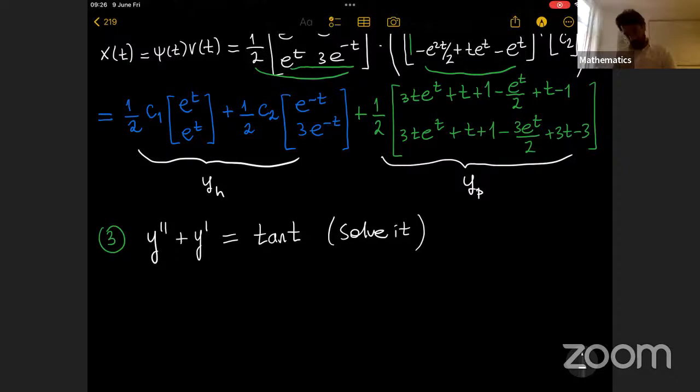Well, this one here, you cannot use annihilator because tangent t doesn't have an annihilator, right? Derivative of tangent is secant square, and it grows like that. And guessing the particular solution will not help again, because tangent t is not easy to deal with. So we will use here variation of parameter, right?